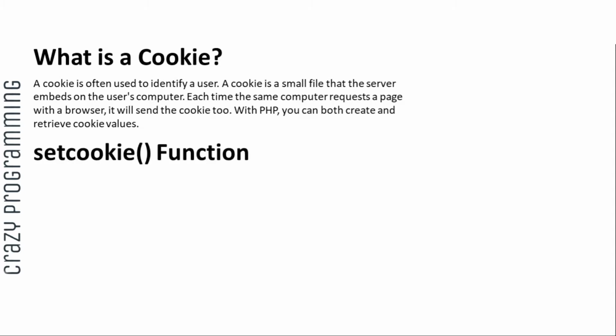So let's check the setcookie function. The syntax of the setcookie function is setcookie. Inside this, the name, comma to separate, and the value, comma expire, comma path, then comma domain, then comma secure, and then comma HTTP only. Okay, so here we will understand what is the path of your file, and domain.